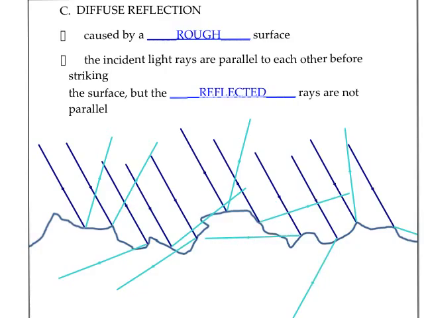They're getting scattered in all different directions. So your picture in your notes doesn't have to be exactly like mine, but you do want to have the incoming or incident light rays parallel to each other, and then your reflected light rays are going to reflect off in all different directions, so they are not going to be parallel. So take a moment and draw a sketch in your notes.